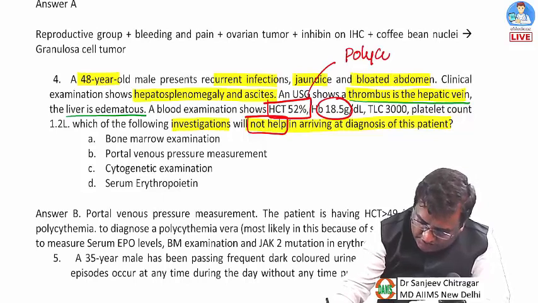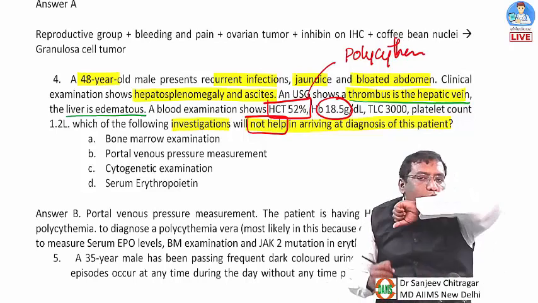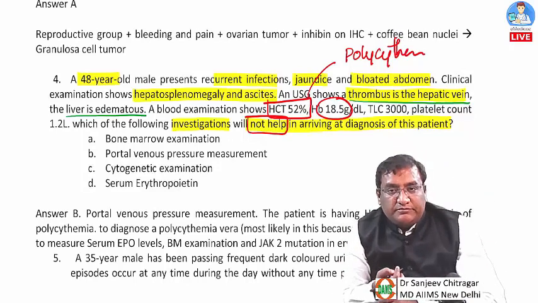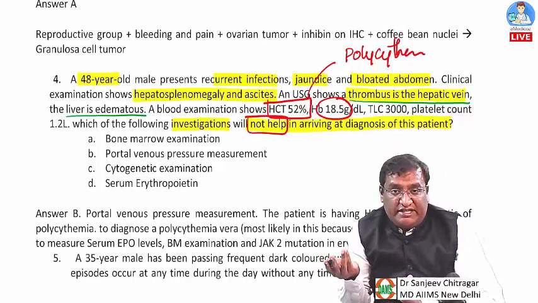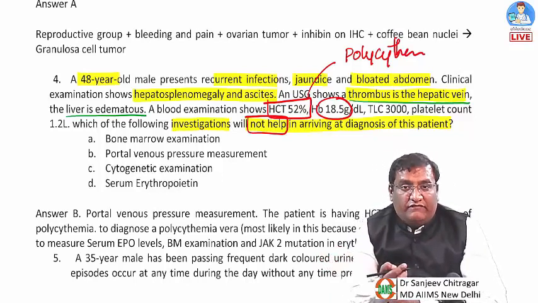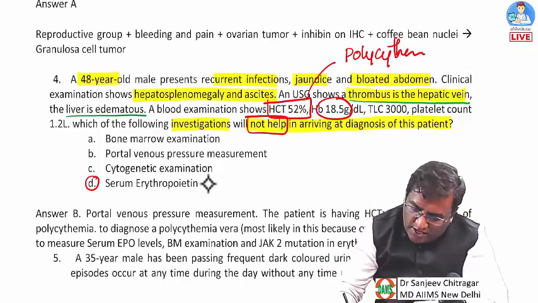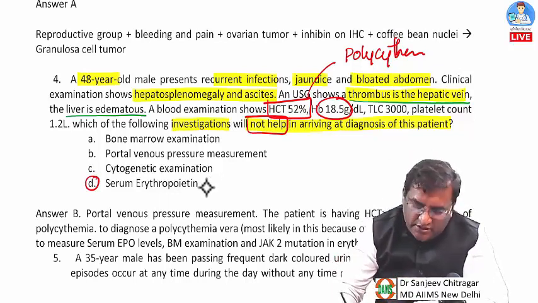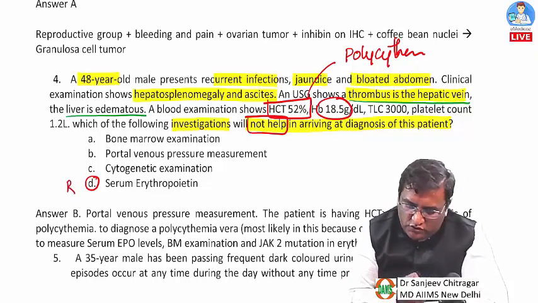So now we understand the patient is having polycythemia. He can be having polycythemia vera or maybe a secondary polycythemia, whatever it is. So I have to look for erythropoietin to differentiate. This is required, so it is not the answer, because we require it. It is required for diagnosis.